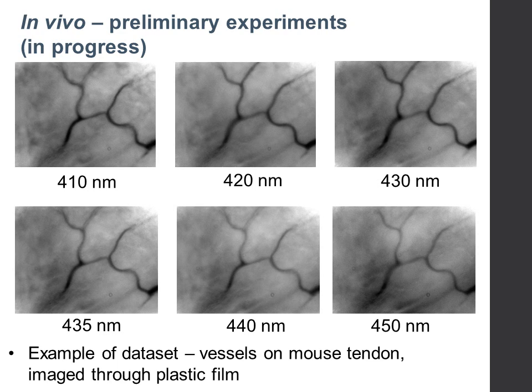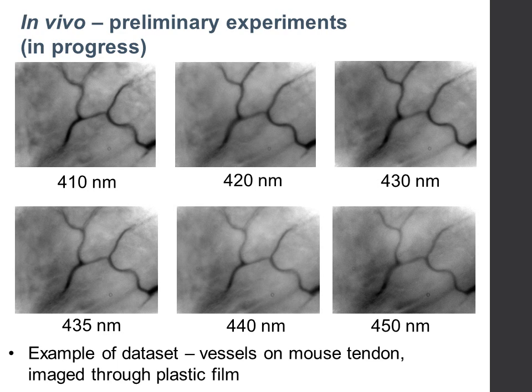I do take several sequences of images at each wavelength and then average over them to help with signal to noise. So I should have put a scale bar in here, but the field of view of this image is about 200 microns. So these vessels are quite small, and as you can see, for example, absorption is higher at 410, so we have higher contrast at that wavelength.